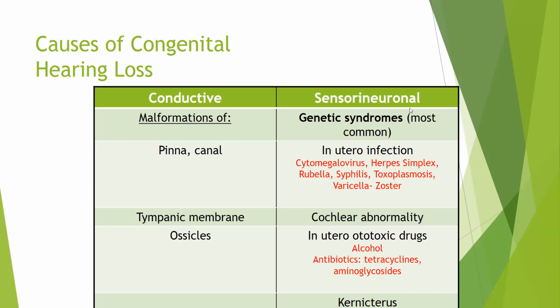Some of these sensorineural problems can come from uterine infection. So cytomegalovirus, herpes, rubella, syphilis, toxoplasma. A lot of these infections can cause sensorineural damage, resulting in sensorineural hearing loss. If there's a cochlear abnormality, you can also get hearing loss. And then ototoxic medications or drugs can cause hearing loss as well. Also, kernicterus, so too much bilirubin built up in the blood can cause sensorineural damage and then result in hearing loss.